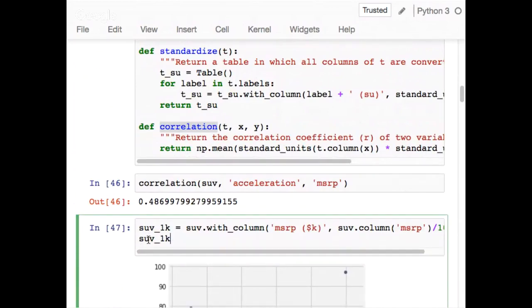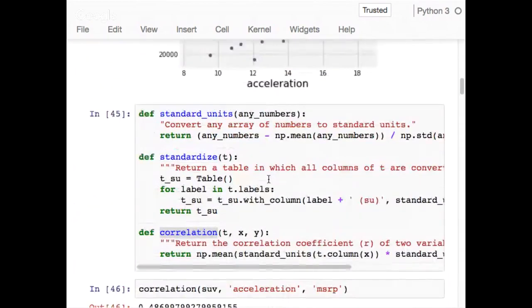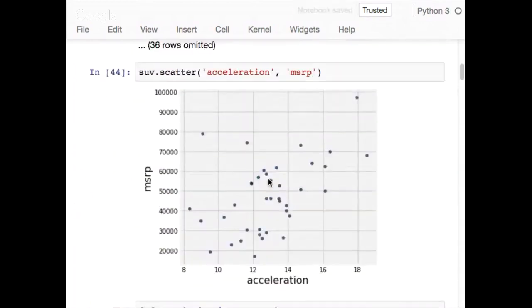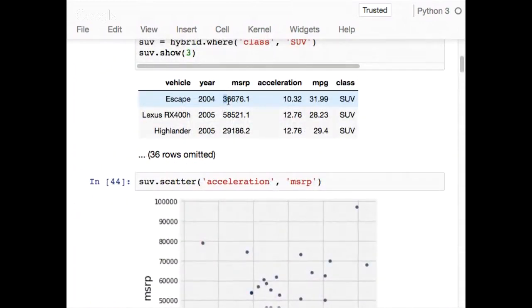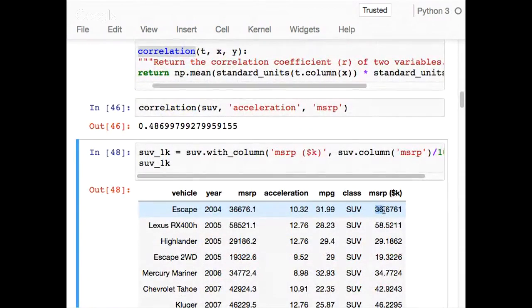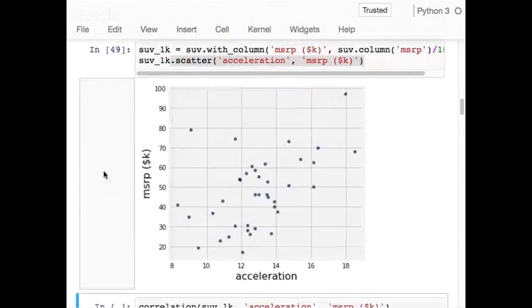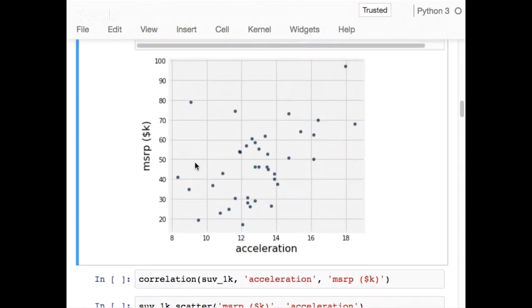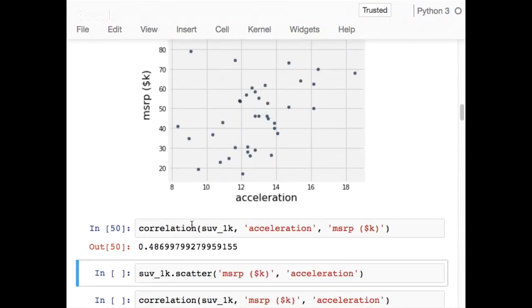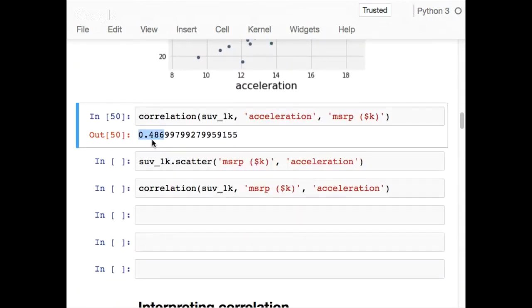So if I were to take my SUV table, and I converted all the costs to thousands of dollars, here I'm going to show you that R does not change when I change units. Before, I had just a straight up cost, $36,676. Now I have 36.676 because I divided all the numbers by 1,000. If I scatter plot all of these numbers, I get kind of the same looking scatter plot, but the y-axis has changed. It still doesn't affect my correlation. So here I still have about 0.5. So changing units does not affect R because R measures the tightness of that linear relationship.